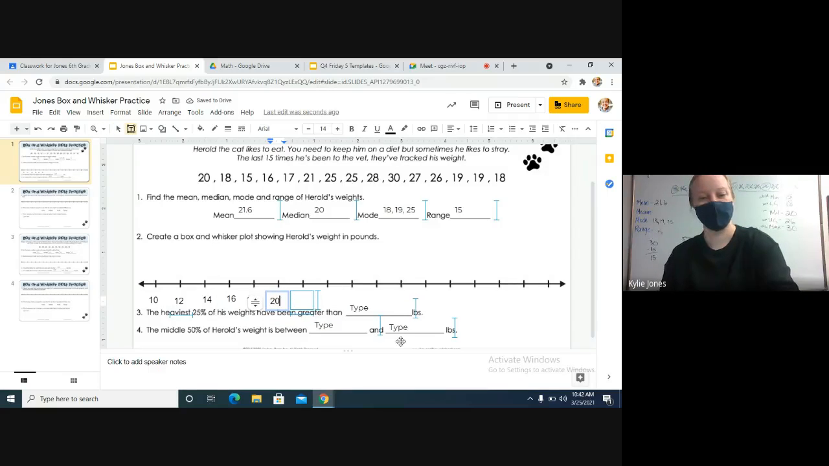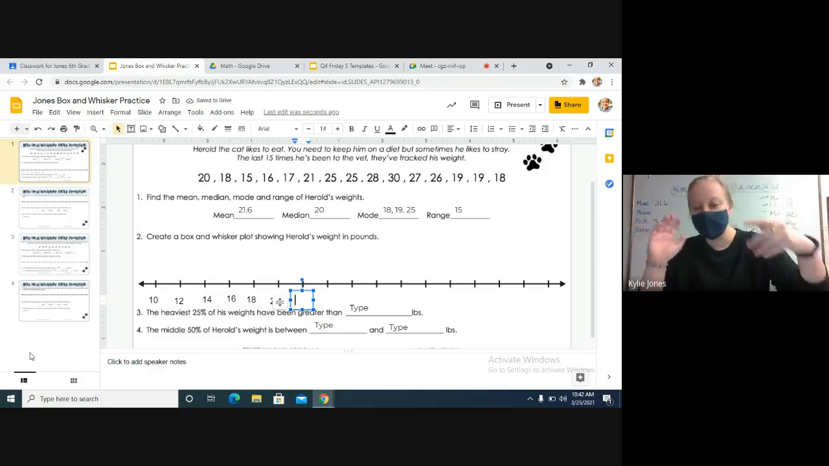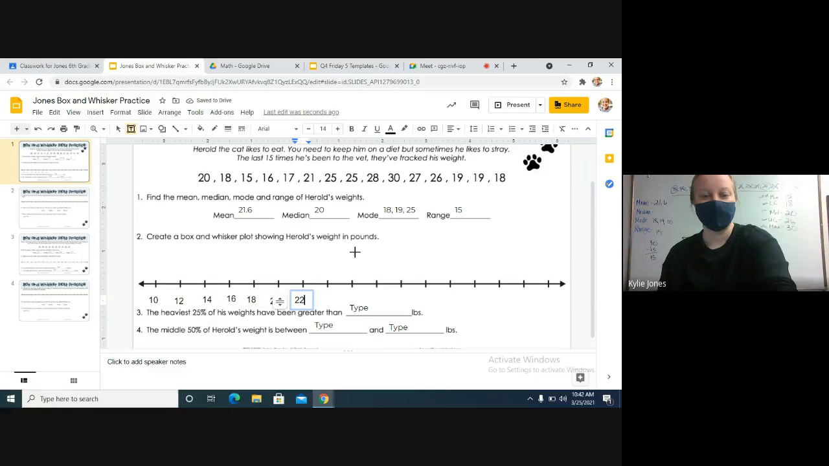Do you guys remember how we made this yesterday, all the different shapes and stuff we used? So go ahead and take about 3 or 4 minutes to get your box and whisker drawn and all of that stuff. And then we'll move on and do a couple of the other questions and talk about those. I'm going to get it drawn as well, so take a couple minutes.